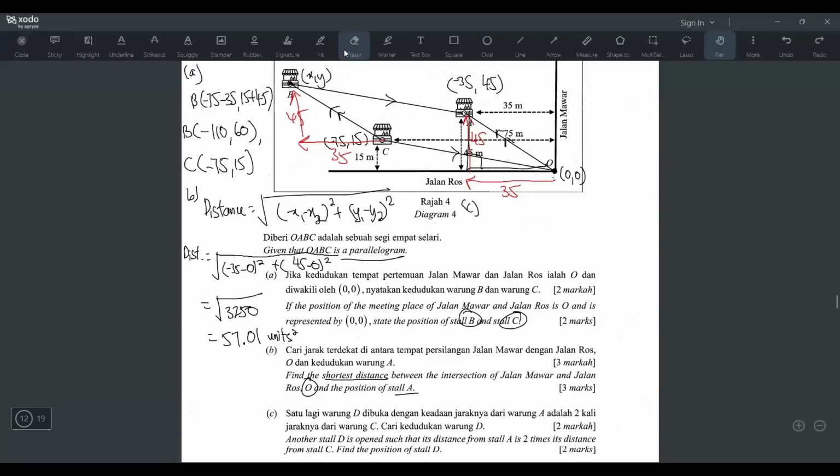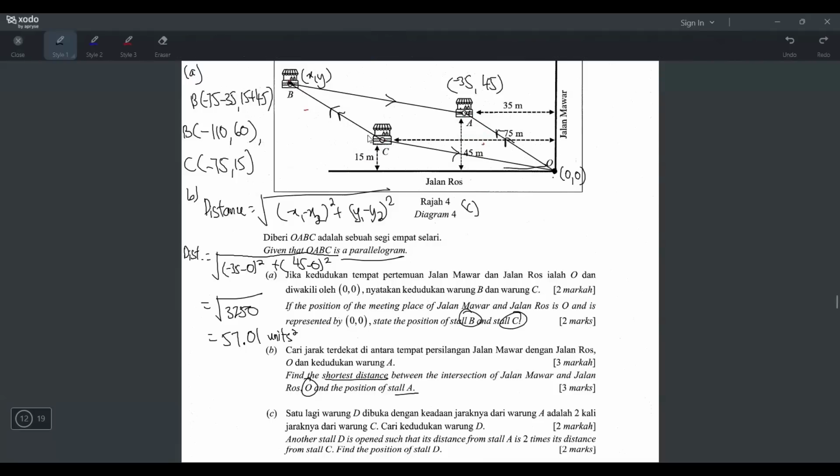Okay, let me clean up my diagram. Let me clear all these things first, because it's messy. But the coordinates, don't erase. The coordinates are important. Okay, so now, D is open such that the distance from A is 2 times its distance from C. Find the position of stall D. It means D will be along this line AC here.